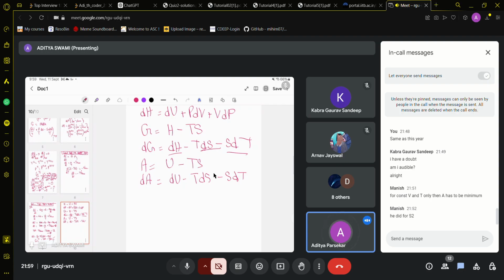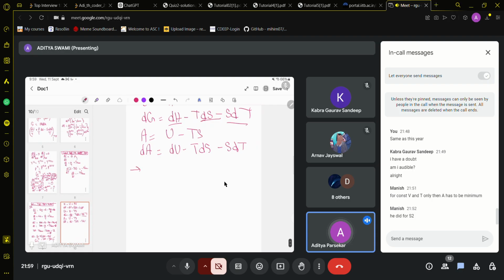And along with this, there were some basic calculus properties which you needed to use. I'm just going to list some important ones here. I think you should keep this in mind.